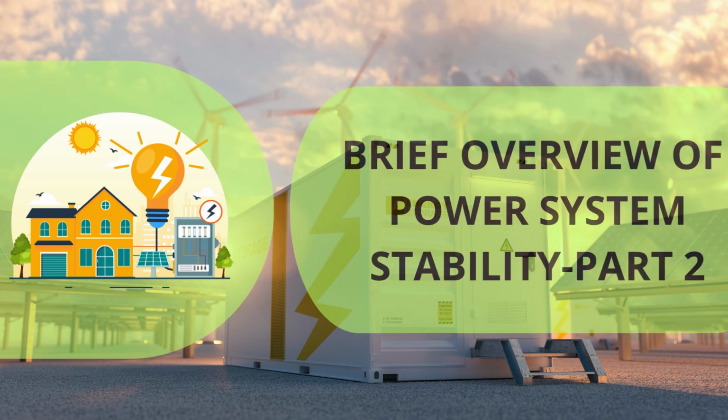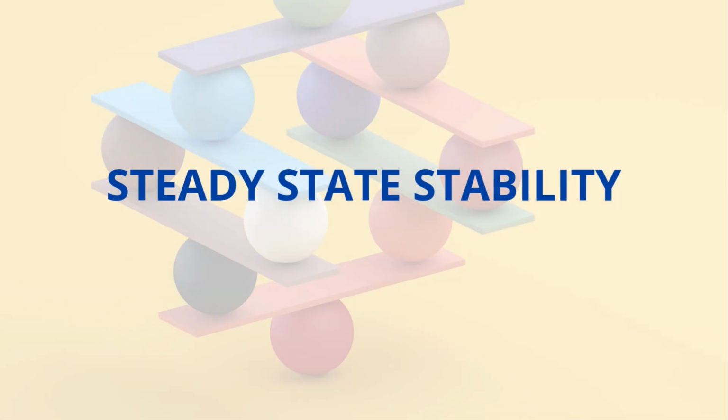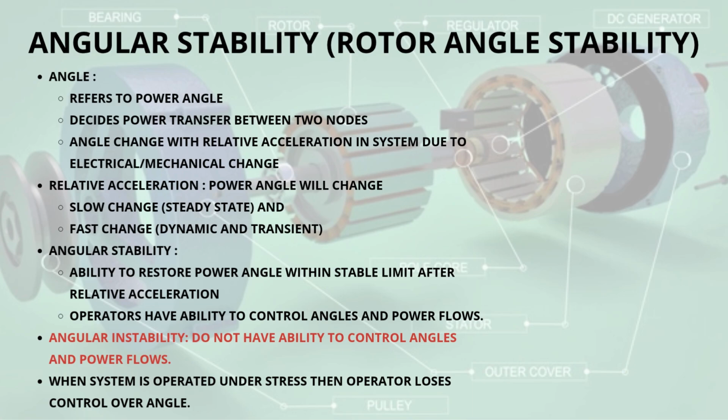Let's dig into steady-state stability in more detail now, based on the next few slides. It brings us back to that power angle, delta. Yes, steady state stability. It's fundamentally about that power angle, delta, and its behavior during small, gradual changes. The material reminds us changes in delta happen because of relative acceleration due to torque imbalances.